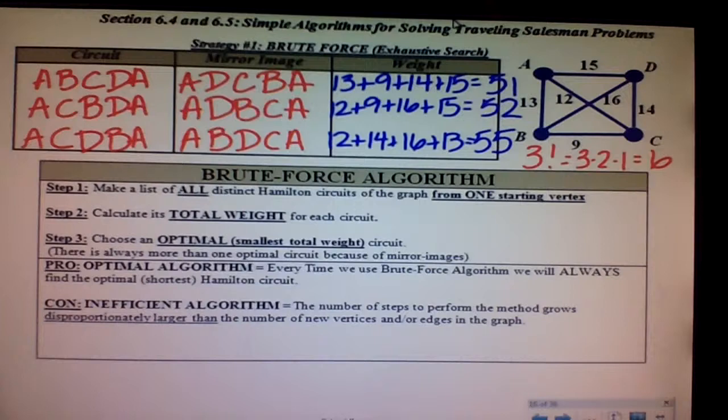So, using brute force, my answer would either be A, B, C, D, A or A, D, C, B, A, with a weight of 51. Does it matter which way you give me, the mirror image or the regular? No. Okay.